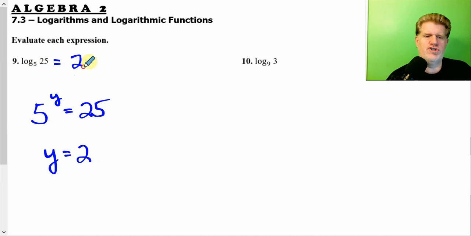Yeah, it's 2. That's what you're thinking of. 5 to what power would give you 25? You might be able to figure this one out pretty easily. 9 to what power gives you 3? And be careful, it's not 2, because 3 squared is 9, but it's not that. It's 9 to what power would give you 3?